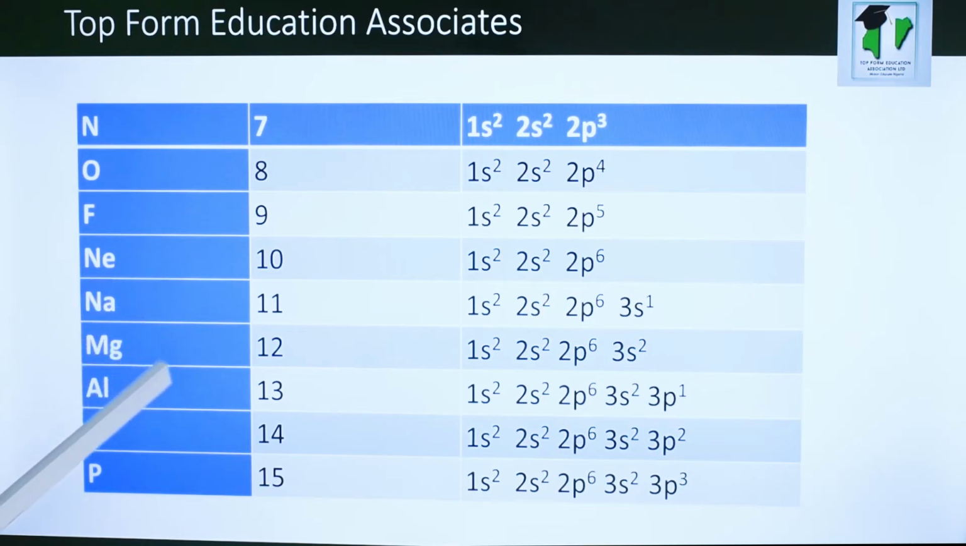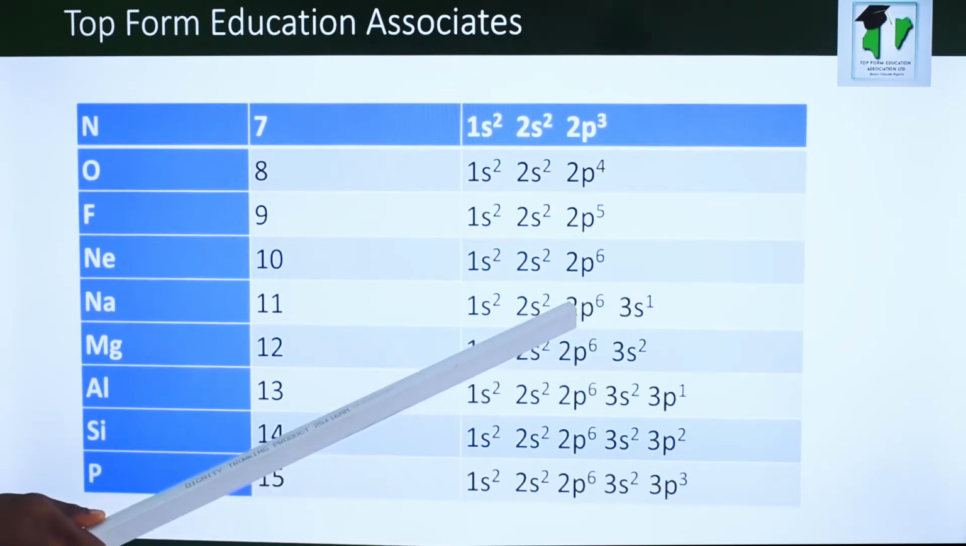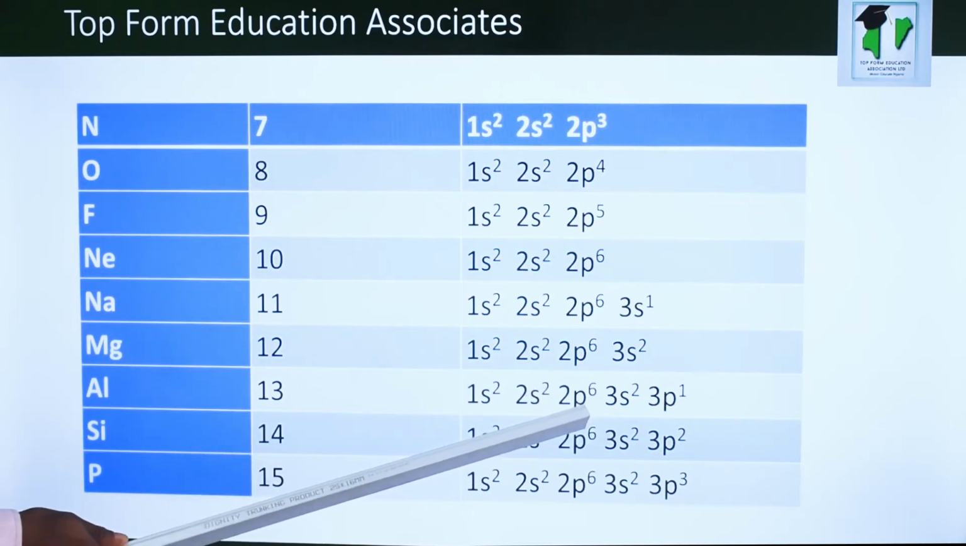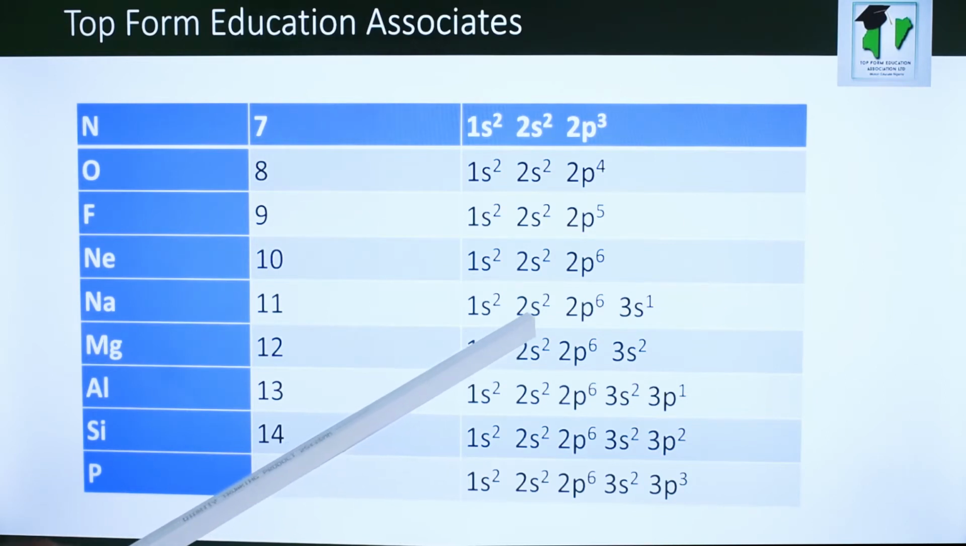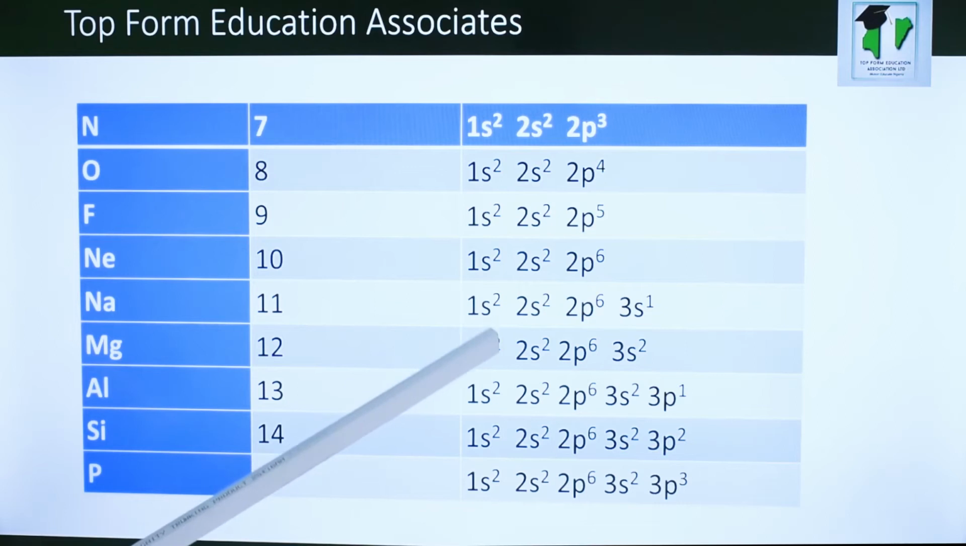Now magnesium, as we go on, you see that the third shell, which is 3s2, has 2 electrons. And after magnesium, we now enter aluminium, where we have the fourth shell. So we have magnesium, 12, 1s2, 2s2, 2p6, 3s2. Aluminium, 13, 1s2, 2s2, 2p6, 3s2, 3p1.